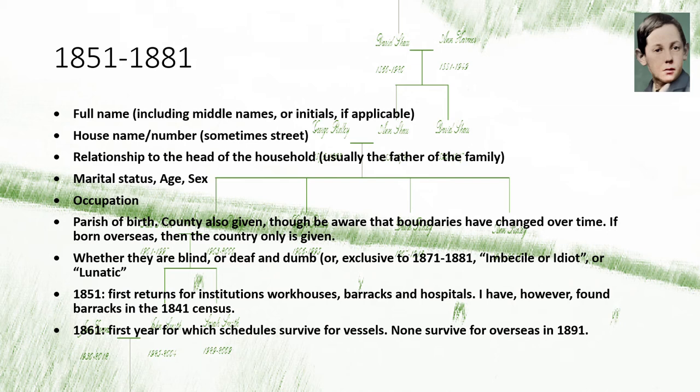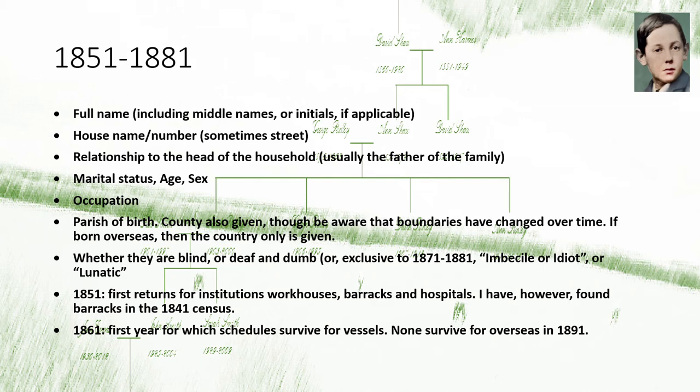1851 is the first census where we have returns for institutions such as workhouses, barracks, hospitals. However, I found barracks in the 1841 census, so just be aware that this is the first where it's kind of universal. You may find exceptions earlier on. However, this is only for barracks on home soil, so you won't find overseas records.